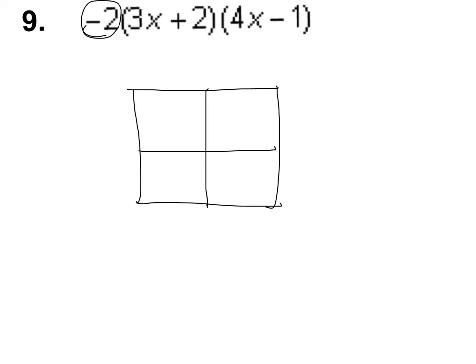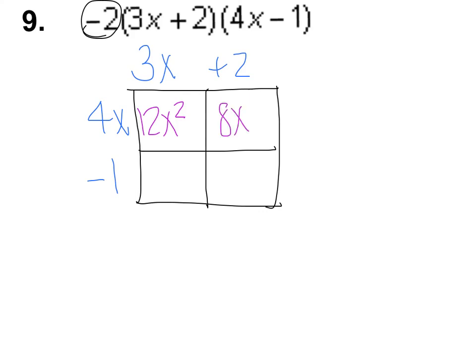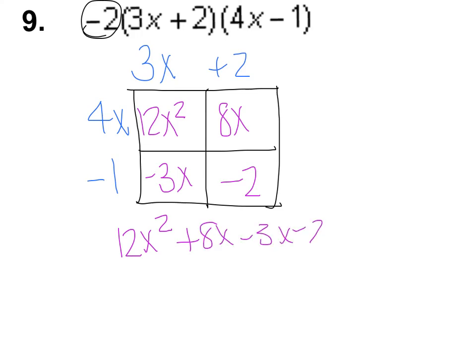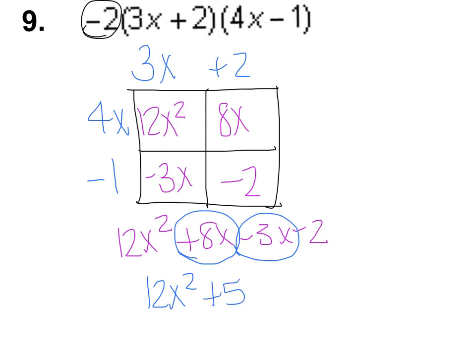So in my box, I'm going to do 3x plus 2, and I'm going to do 4x minus 1 on the side, and then I start multiplying. 3x times 4x is 12x squared. 4x times 2 is 8x. 3x times negative 1 is negative 3x, and 2 times negative 1 is negative 2. So if I write this out, I have 12x squared, a positive 8x, a minus 3x, and a minus 2. I can combine 8x minus 3x, and 8x minus 3x is 5x, so I have 12x squared plus 5x minus 2.